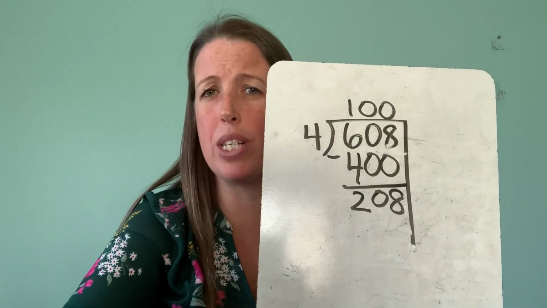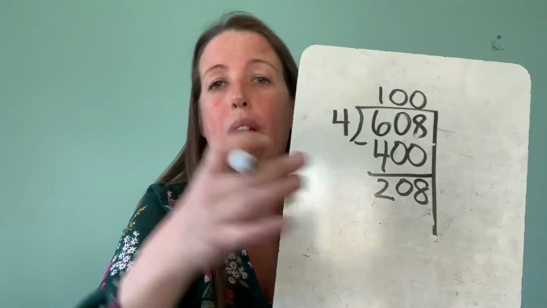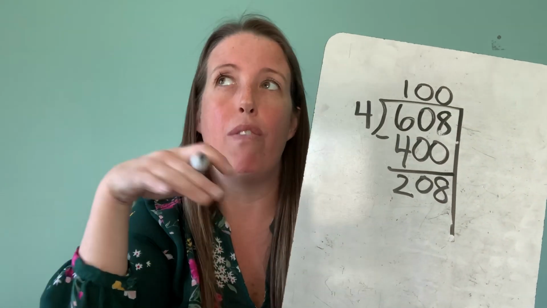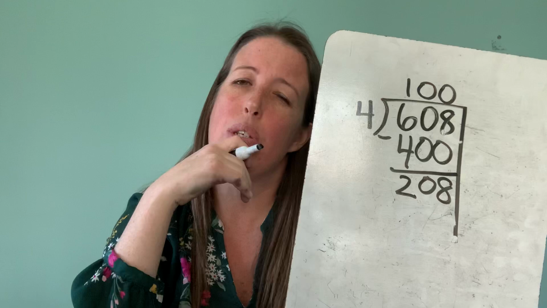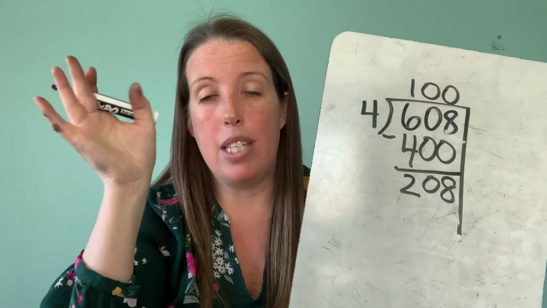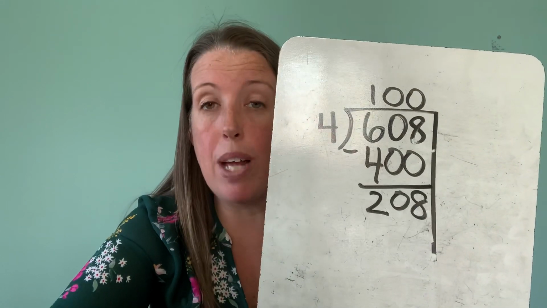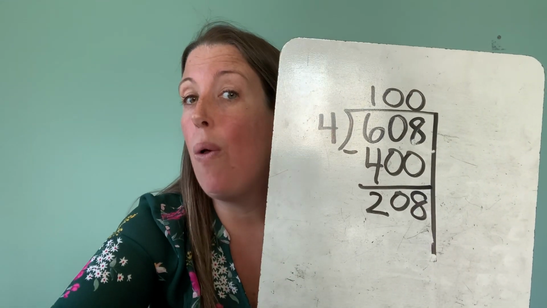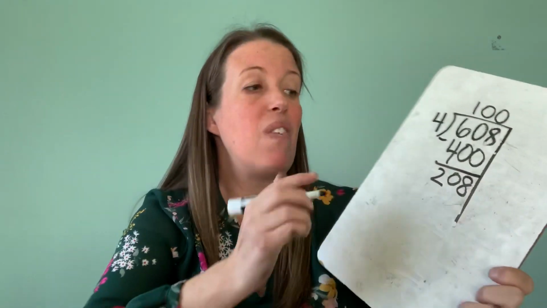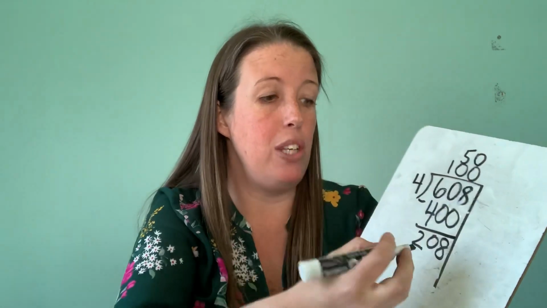I can't do 4 times 100 again because I don't have 400 left. So now I'm going to move to my tens, and I'm going to think of 4 times 10, times 20, times 30. All right, I love the times 5s because it's an easy fact to memorize. And I know that 4 times 5 is 20, which would mean 4 times 50 is, you got it, 200.